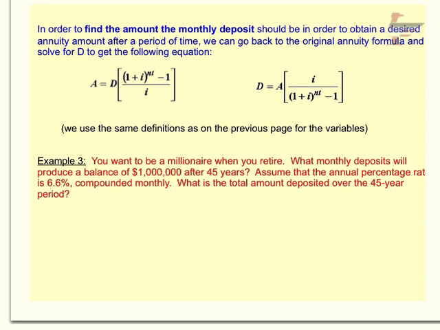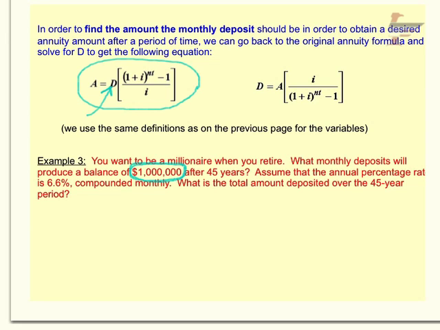All right, this last slide is talking about, here's that formula that you put down in your notes about calculating the balance of an annuity. Sometimes you may have a goal amount in mind. If we look down at this problem for a second, it says you want to be a millionaire when you retire. What monthly deposits will produce a balance of $1 million after 45 years? So if you know how much money you want to have in the account in the end, if you have that goal amount in mind, and you have to figure out what the deposit is, well, that's this D. That's what they're trying to figure out.